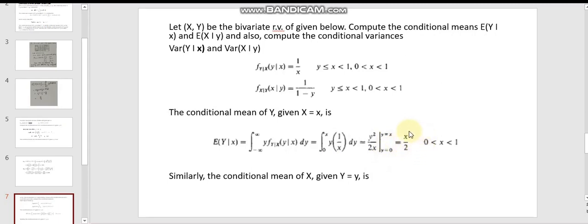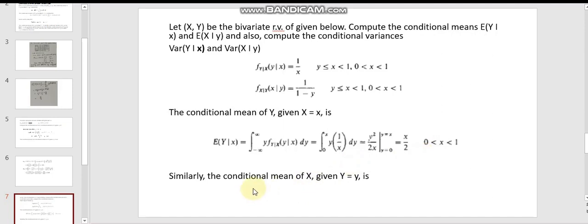As I already explained, the conditional mean, the expected value of y given x, is a function of x. Now the expected value of x given y would be a function of y. Here the limits are x is greater than 0 and less than 1.